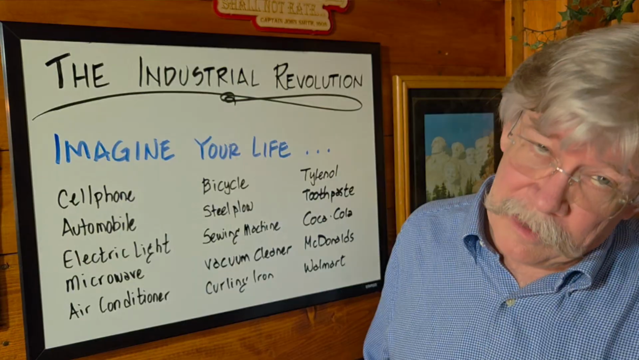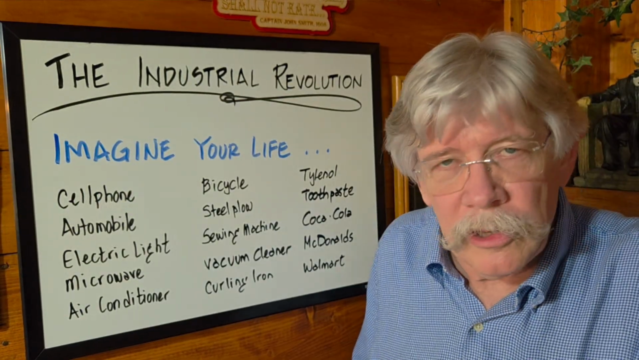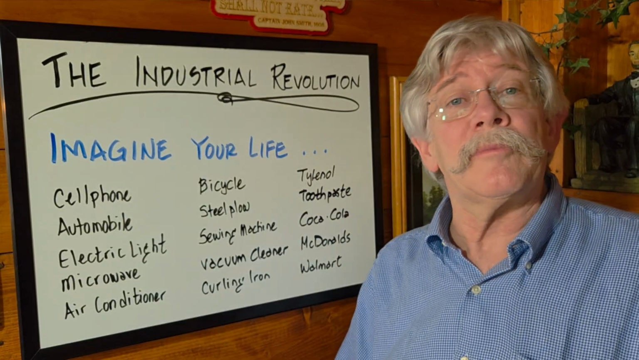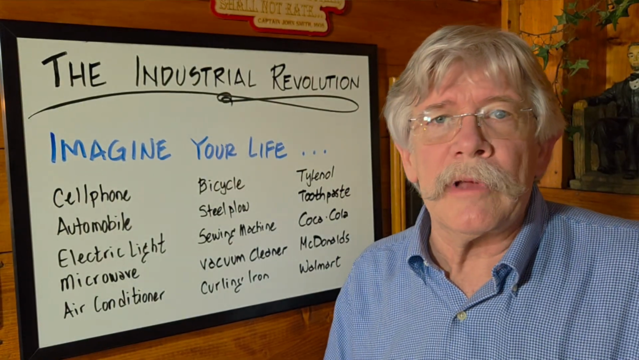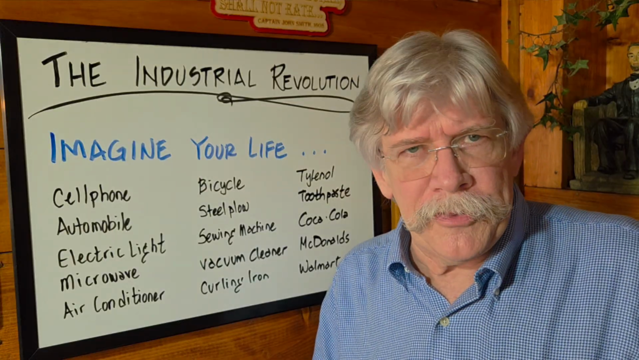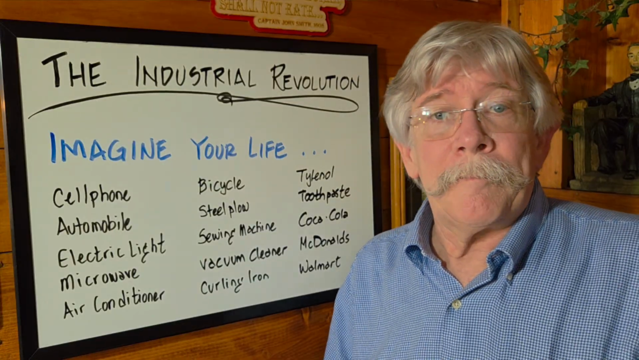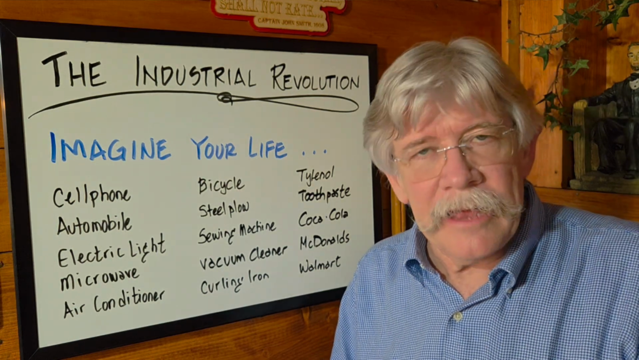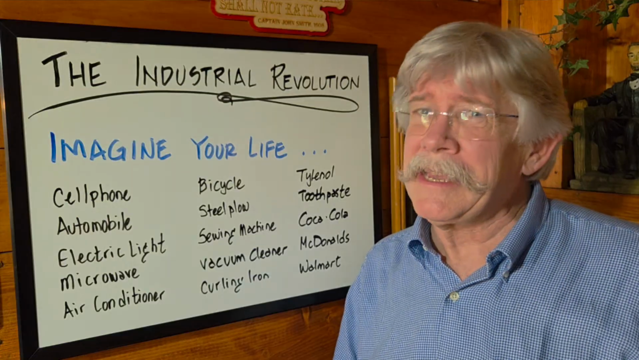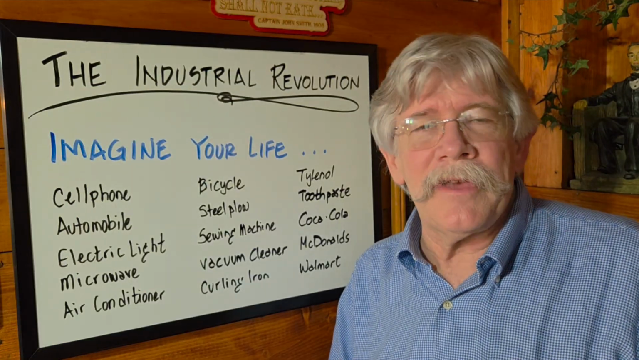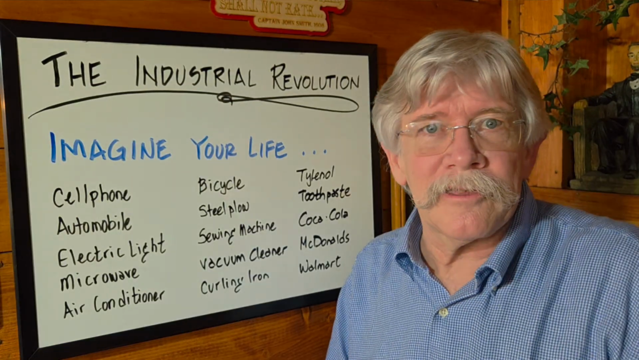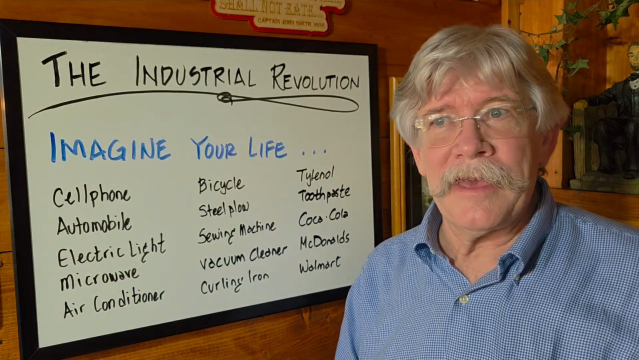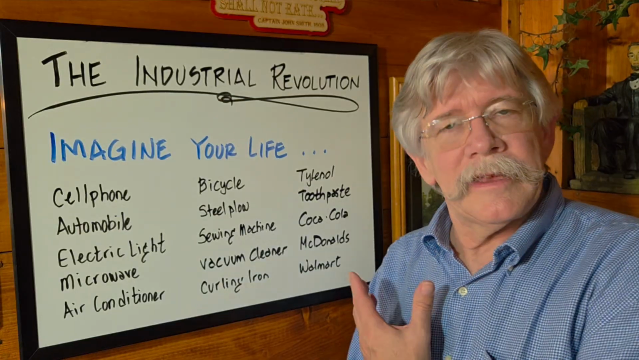There would be no toothpaste without the Industrial Revolution. There would be no Coca-Cola without the Industrial Revolution. There'd be no McDonald's without the Industrial Revolution. There'd be no Walmart without the Industrial Revolution. I want you to look around the classroom. Look at the things that were manufactured. Plastic would not be around without the Industrial Revolution. How many things in the classroom that you're sitting in right now? You're probably sitting on a plastic chair right now. How many things are made of plastic? That's the Industrial Revolution. All the things in your house that are a result of the Industrial Revolution.